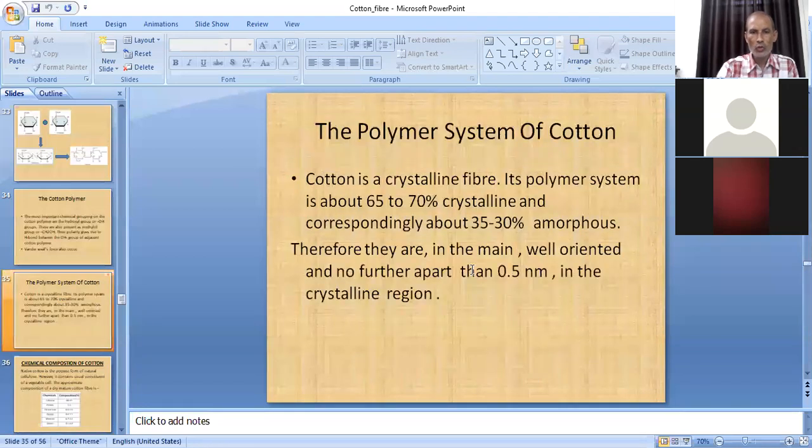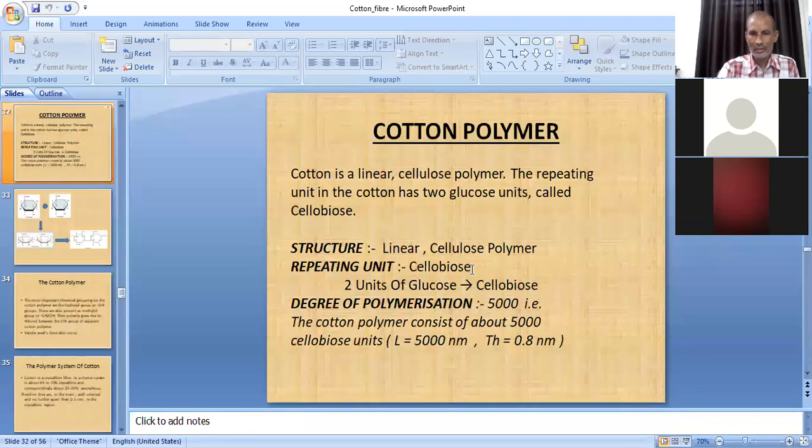So these 4 slides, I'm going back. Cotton polymer, it should be completely clear. Make it clear that the monomer of cellulose is cellobiose. Cellobiose contains 2 beta glucose units. These 2 units of beta glucose form 1 cellobiose.